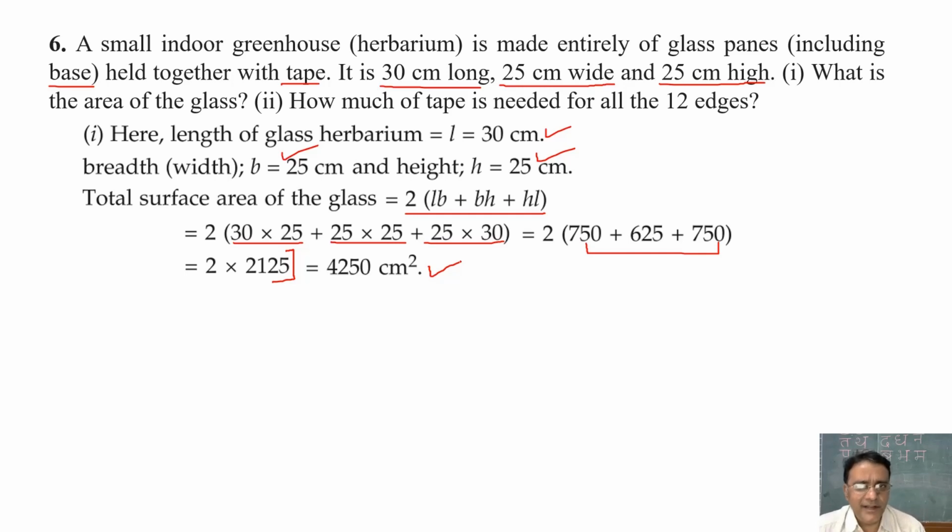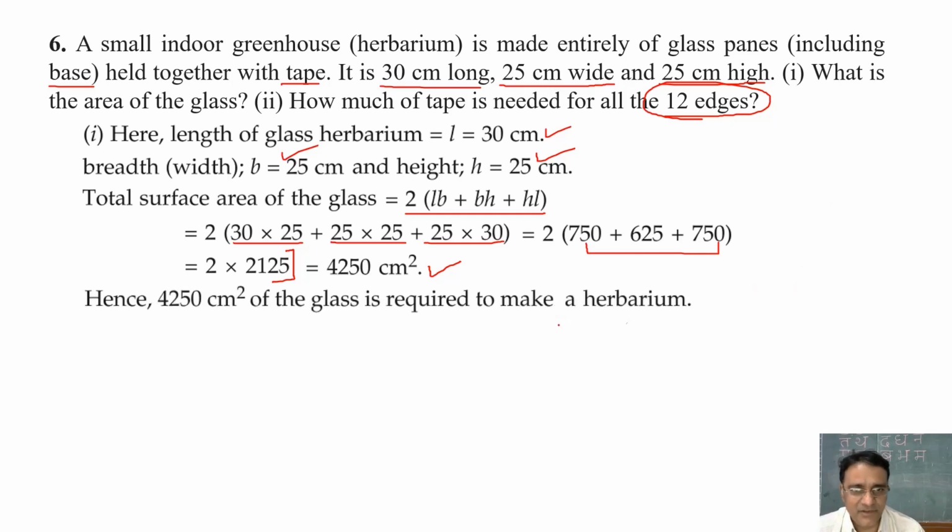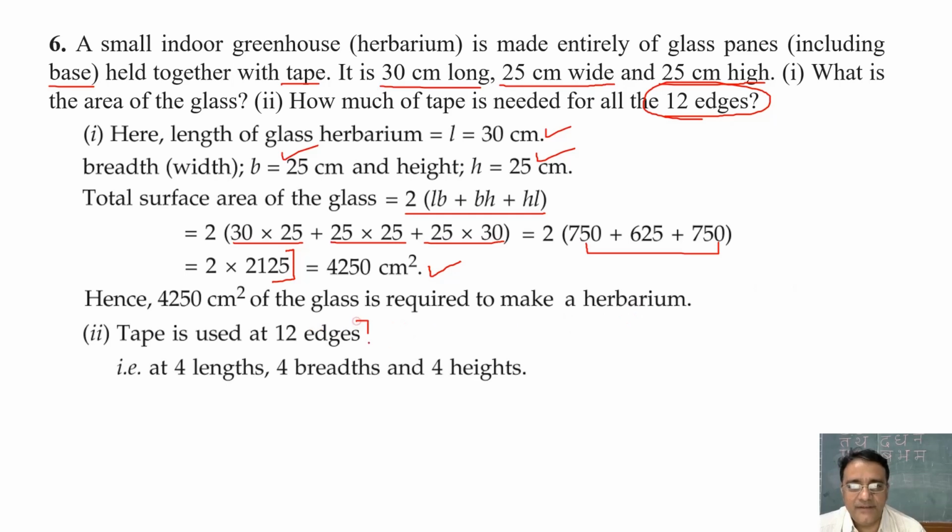Okay. Now, how many edges are there in cuboid? Cuboid में कितने edges होते हैं? 12. Already question में भी दिया हुआ है. So out of 12 edges, 4 are length, 4 are breadth, and 4 are height. Is that clear? Yes, sir. Right. So tape is used at 12 edges, that is 4 lengths, 4 breadths, and 4 heights. So total length of the tape will be 4L plus 4B plus 4H. We'll take 4 common.